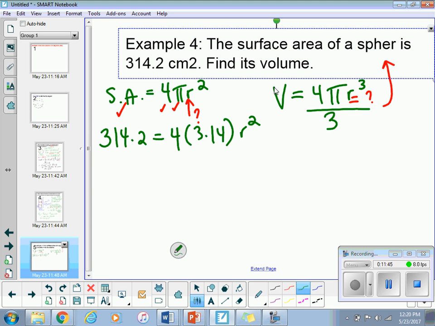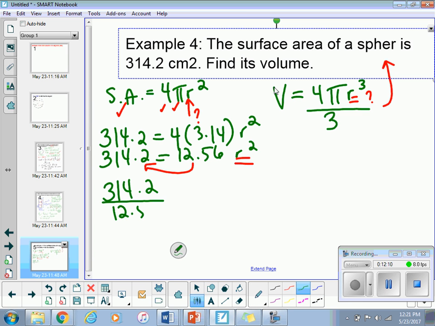Well, let's try and simplify that as much as we can. 4 times pi ends up being 12.56, and then r squared. Now, we want r by itself. We want to solve for r. So we have to move the 12.56 over. And so to do that, we're going to divide 314.2 by 12.56. That will equal r squared.